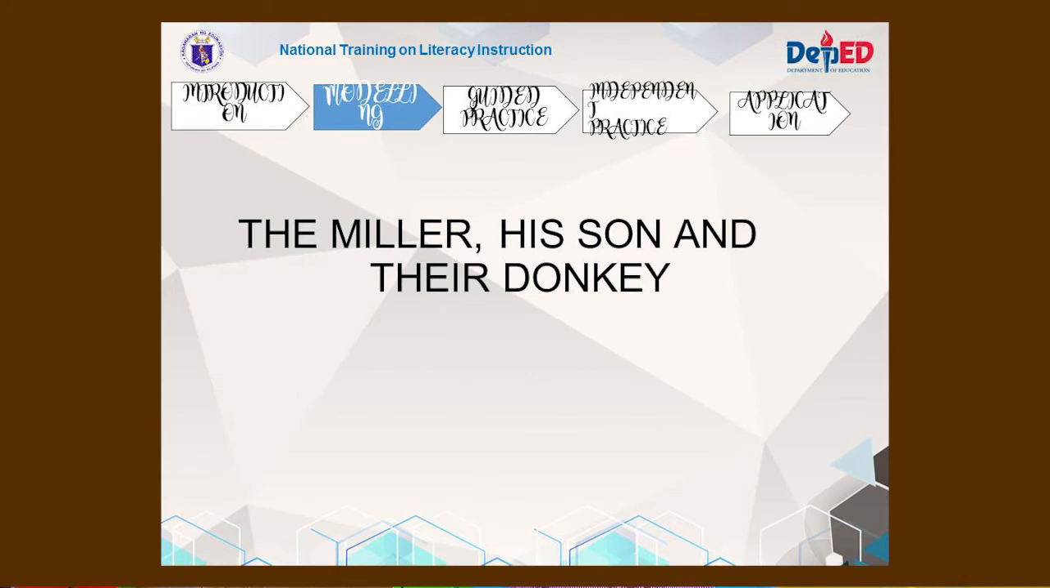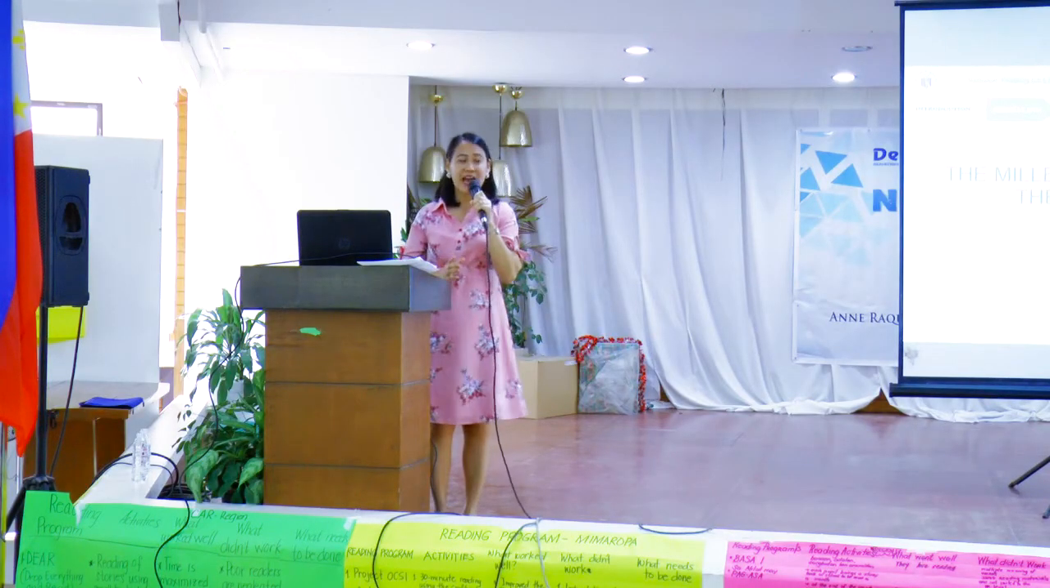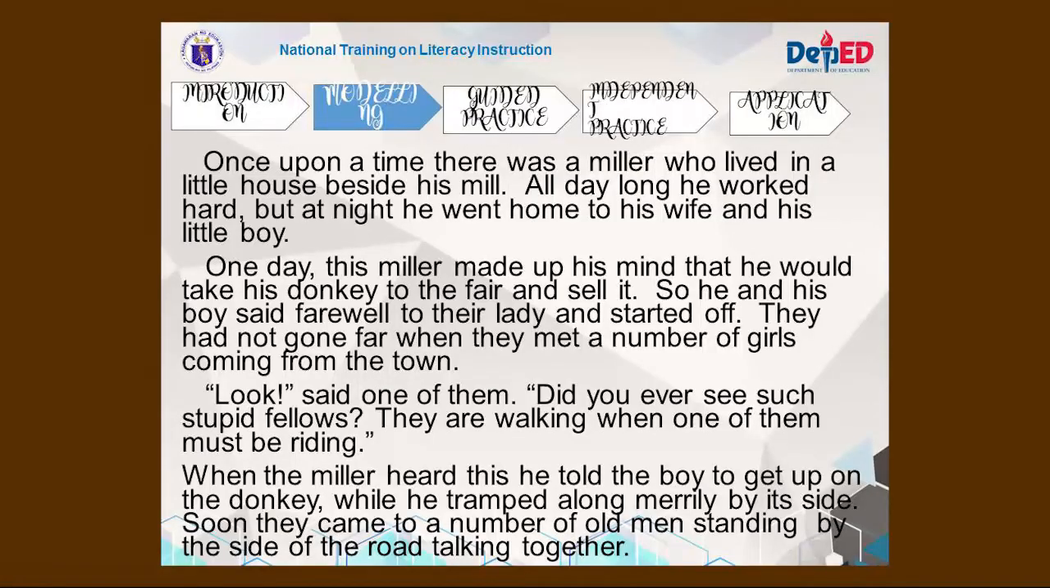So I'm already here on the modeling. You already have your copy? Not yet? My fellow trainers will give you the text. Okay, learners, I will read the text entitled The Miller, His Son, and Their Donkey.